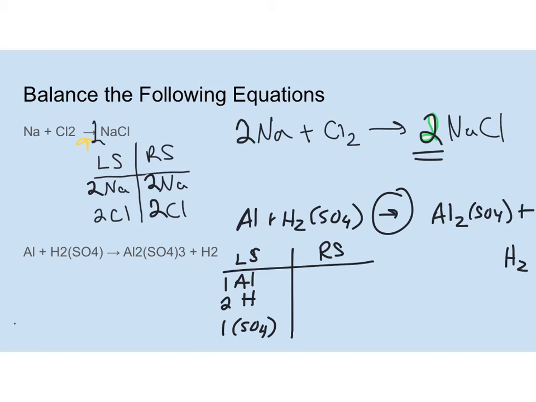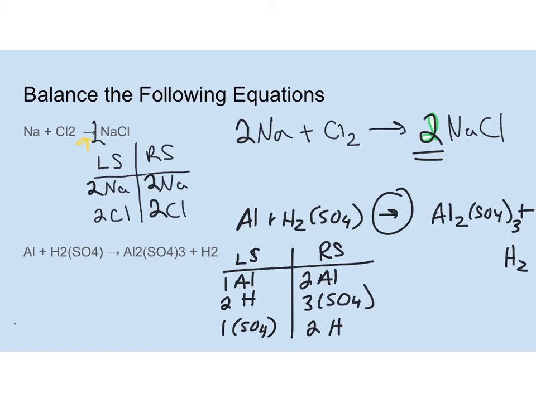Then on the right side, I've got two aluminums, I've got, that should be a 3, I've got 3 SO4s, and I've got 2 H's. So when I look across here, I see I've got two problems. My aluminums aren't matching up, and I also notice that my SO4s aren't matching up. The number of hydrogens is okay. So I'm going to go to the SO4s first. They're the kind of weird ones, so I'm going to try and balance this. On the right side, I've got 3, and over here, I've only got 1.